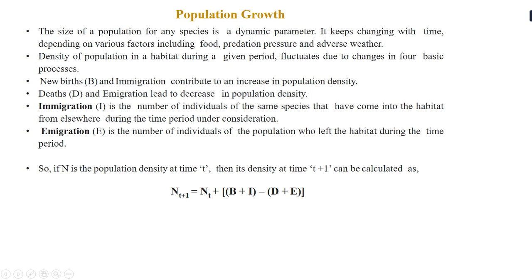The other process is deaths and emigration. Emigration is the number of individuals of a population who have left that particular habitat or that particular population. In this case, this leads to a decrease in population. Okay? Because in both the cases of death and emigration, there is reduction of the individuals in a particular population.